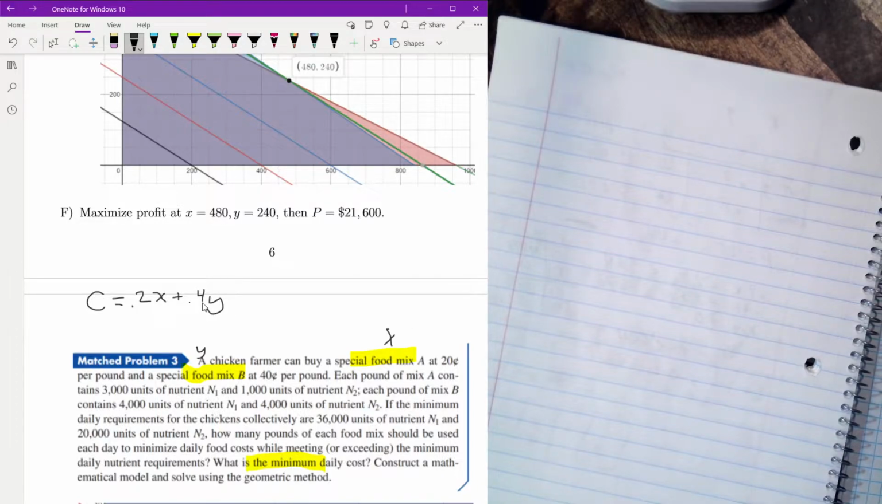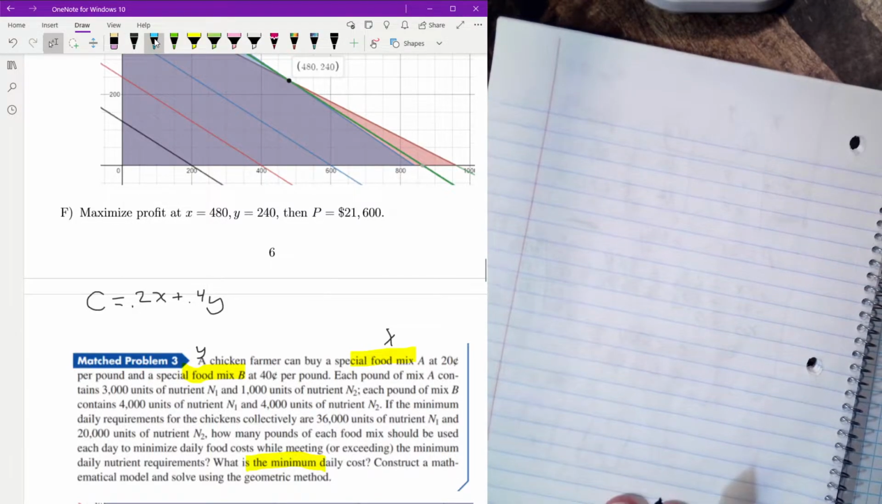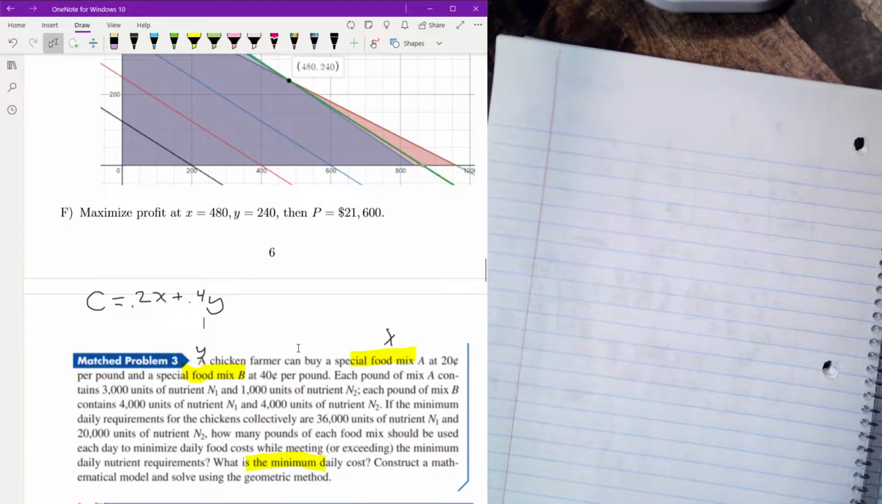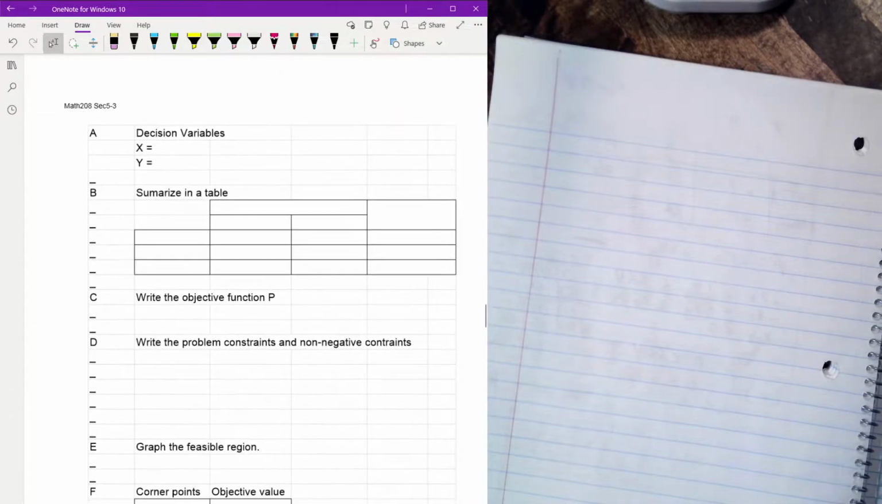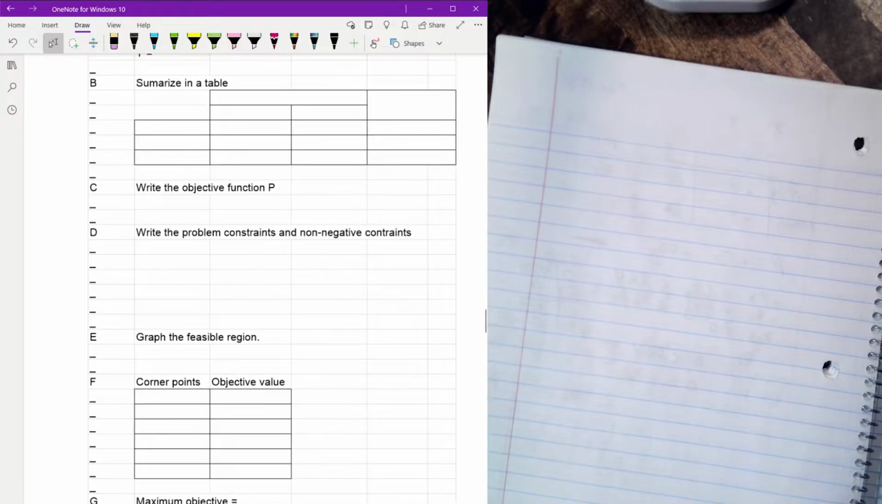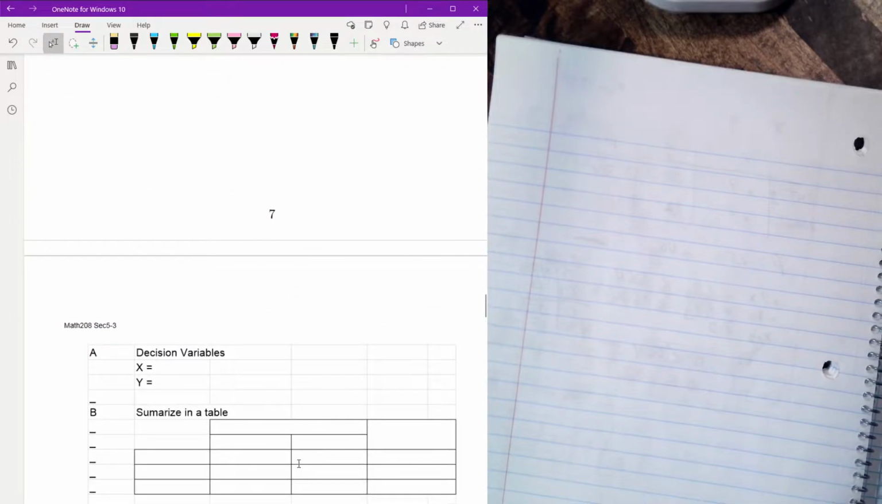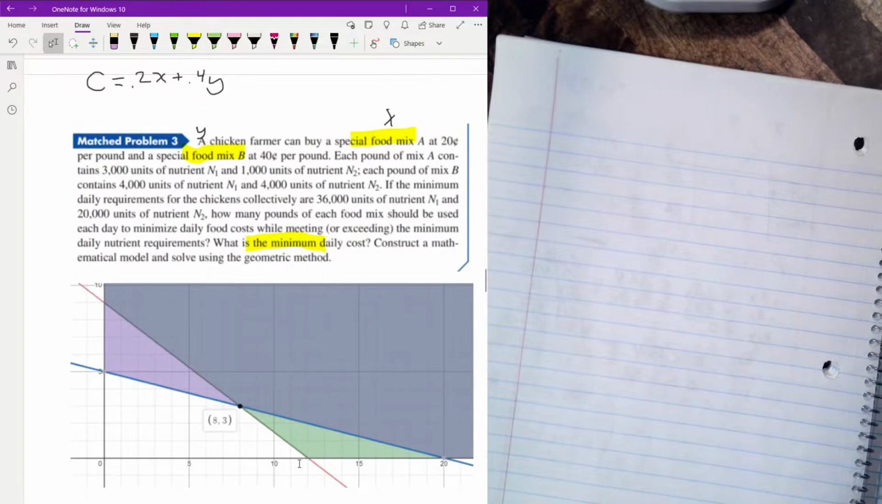Okay, and then after this, it looks like we need to start making a table. We have minimum daily nutrient requirements. So I think we're ready to start setting up our table, don't you? I'm just going to go forward a little bit, and then I'm going to come back and actually set up the table. But right here there's a little decision variables table that you can use to get started. Sometimes this is helpful, sometimes it's not. Make sure that you follow all the steps that you need. I'm going to do it without it, but I'll basically follow this format.